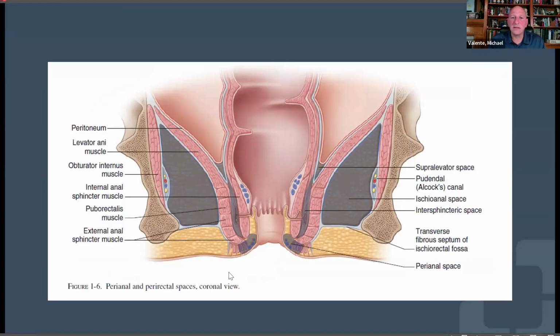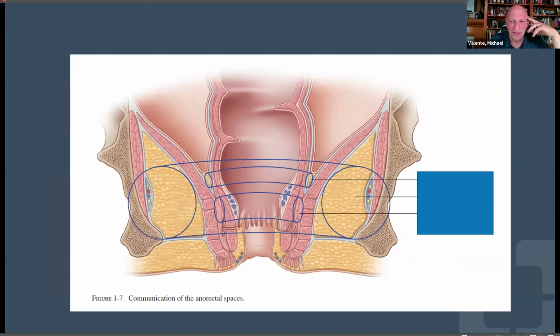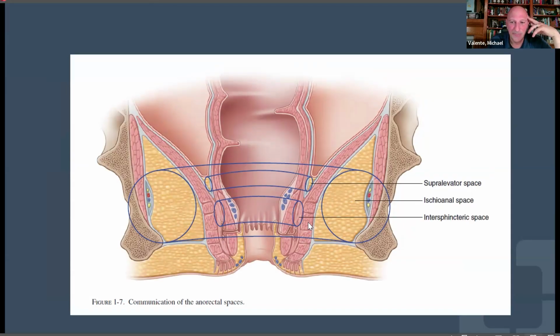Now, any one of these can horseshoe: an ischioanal horseshoe, a perianal horseshoe, or intersphincteric. And then, of course, the deep one can. So the deep one tends to spread through, and I'll show you a picture. So here's the communication between those spaces that can all horseshoe any way you want. The peritoneum, intersphincteric, ischial.